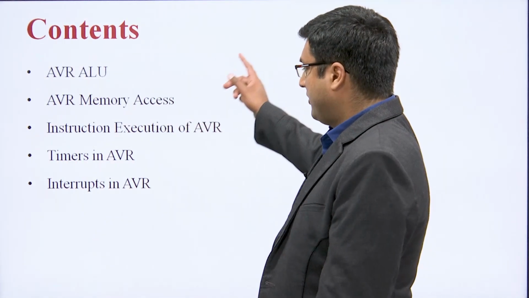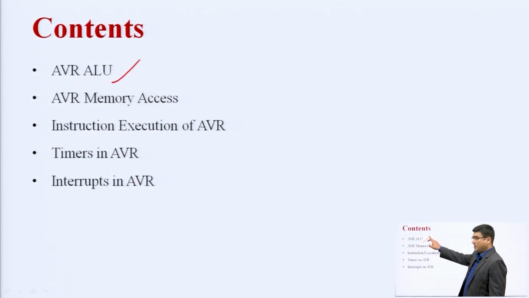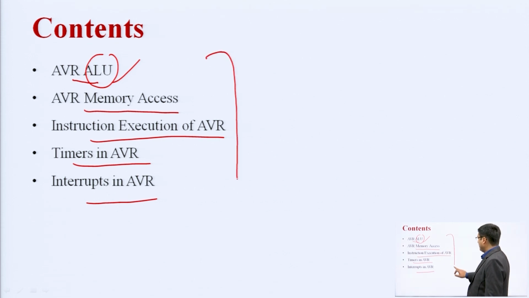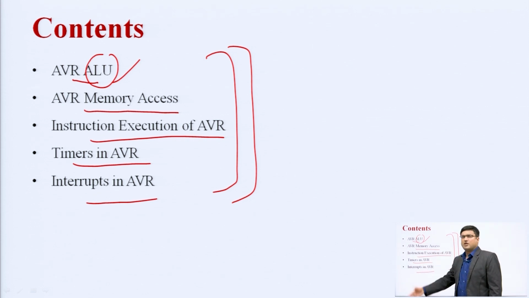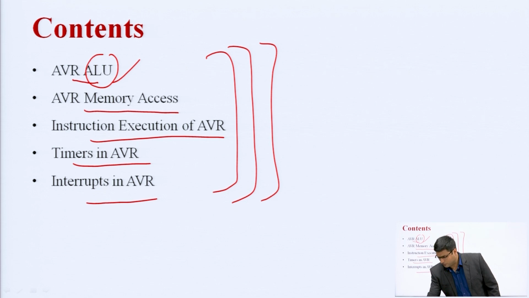These are the table of contents we will cover in today's lecture: the AVR ALU. In the block diagram, or we can say the architecture of AVR, we see the role of the ALU, the arithmetic logic unit. We will also cover AVR memory access, instruction execution of AVR, timers in AVR and interrupts in AVR. So we will cover the total explanation of the AVR in this lecture.